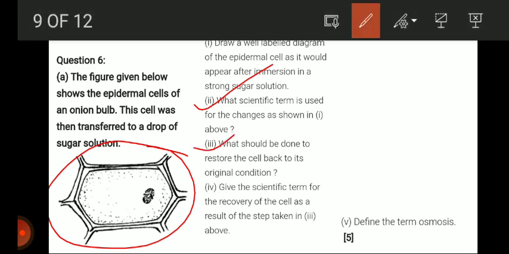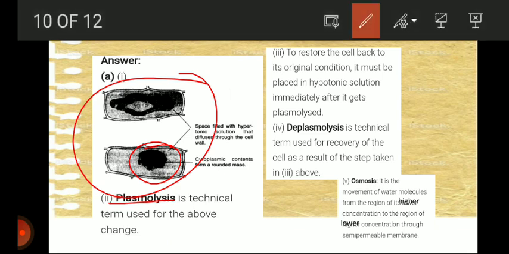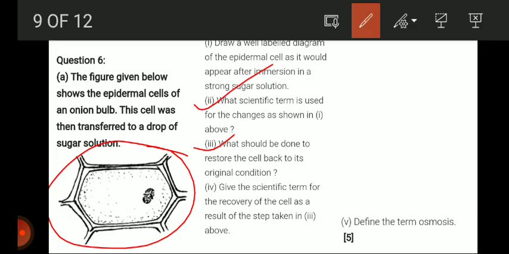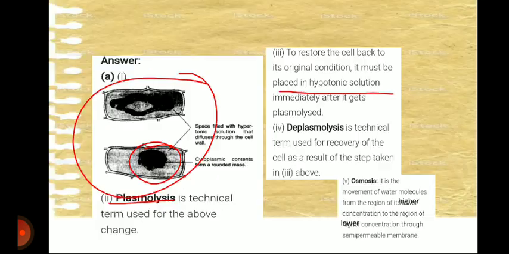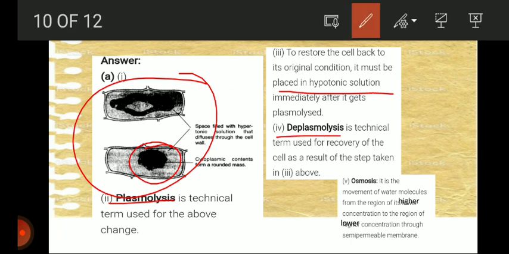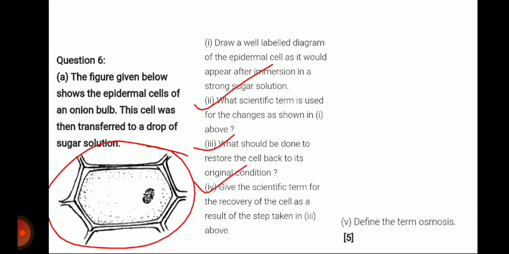Question number 3. What should be done to restore the cell back to its original condition? Same question has been asked repeatedly. All these are previous year's questions. So now you can understand that the same type of questions are coming, just with different examples. So what will you do so as to restore back the original condition? Of course, you will place it immediately into the hypotonic solution or water. Right? I've already discussed that. And what is the scientific term for the recovery of the cell? It is deplasmolysis. Right?